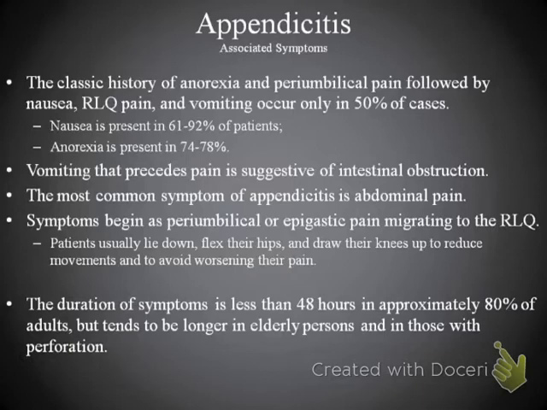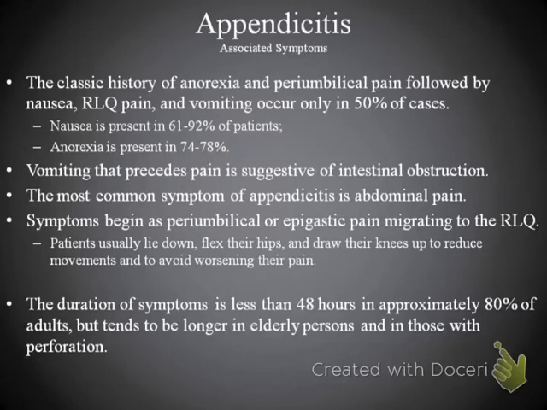The most common symptom of appendicitis is abdominal pain, and not just any abdominal pain, but it's usually in the right lower quadrant. Symptoms begin as periumbilical or epigastric pain migrating to the right lower quadrant. Patients usually lie down, flex their hips, and draw their knees up to reduce movements and to avoid worsening their pain. And so typically you see patients that actually almost get into a type of fetal position to where somehow this lessens the pain, and they refuse to move from this.